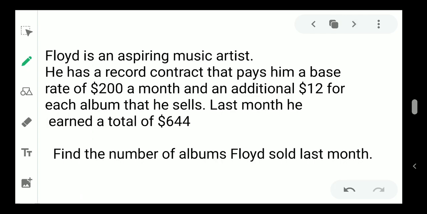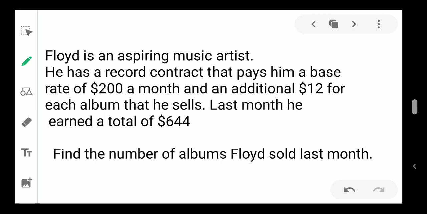Moving to the next one, this is a little bit tricky, but it's not tricky at all. It looks tricky. Floyd is an aspiring music artist. He has a record contract that pays him a base rate of $200 a month. So he is working in an institute where he will get $200 per month as a contract. So if he made something, then also he will get. If he doesn't do anything, then also he will get. And an additional $12 for each album that he sells.